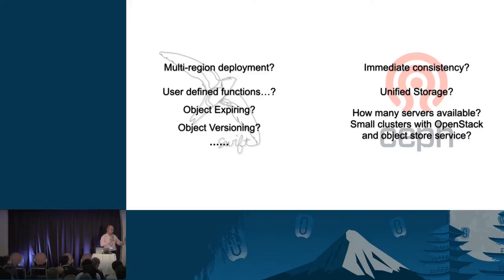But after a period, other reads can get the latest version. We call this eventual consistency. Especially if you use Swift with multi-region deployment, you may face that problem. So if you want immediate consistency or strong consistency, you may use Ceph. Unified storage: you use Ceph for block storage, for Cinder, for Nova, for Glance. That is the core thing of Ceph.